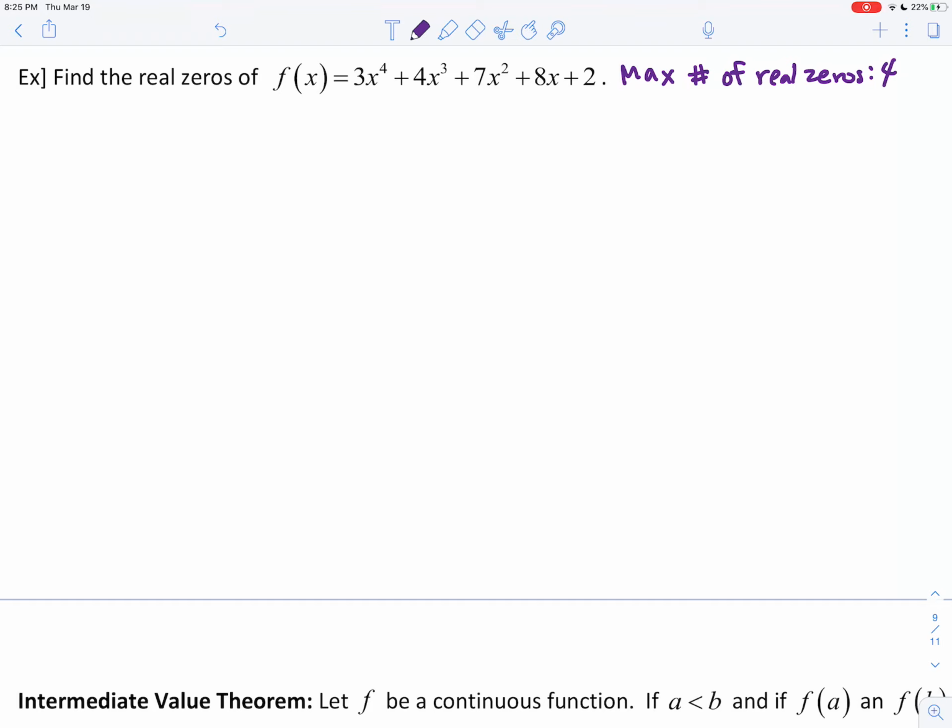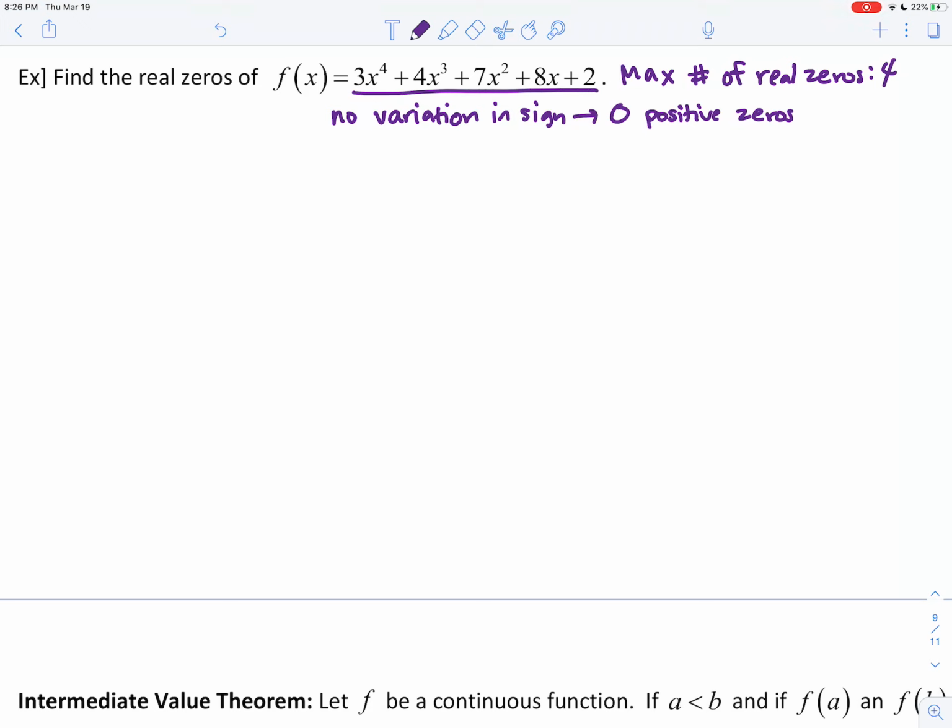Now we can use the Descartes' variation in sign to figure out the possible numbers of positive real zeros and negative real zeros. If you look at f of x here, every single term is positive, so there's no variation in sign because all the terms have the same sign. And what this tells us is there are 0 positive zeros. That's actually a lot of information. That means that when we do our rational zeros list, we will know not to check any of the positive ones.